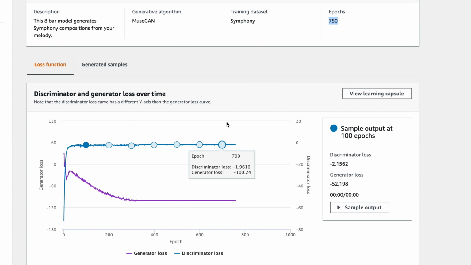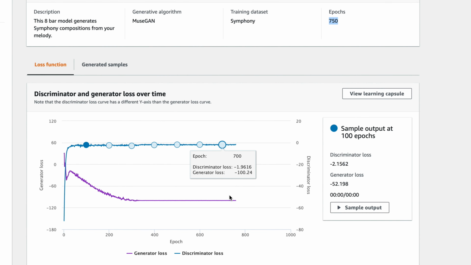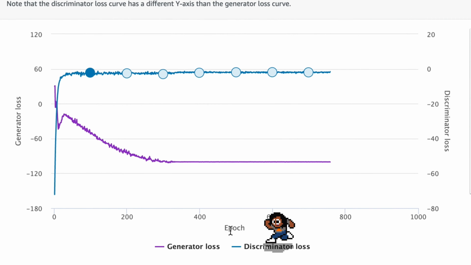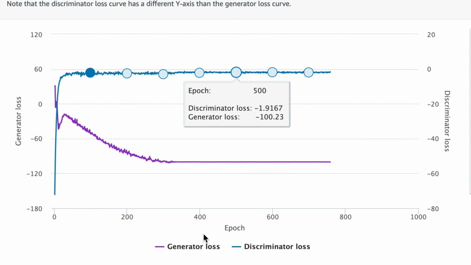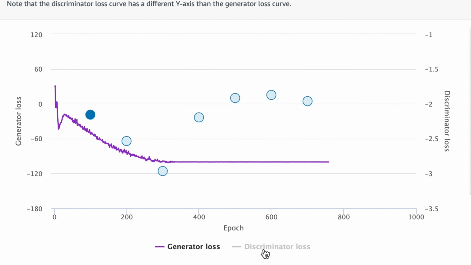Down here on the bottom portion of the screen you'll see this graph, and it shows the discriminator loss here on this blue line and the generator loss here on this purple line. Both loss values are superimposed on the same graph, which can make it difficult to read. The scales are different. Notice down here on the x-axis we have the number of epochs. Here on the left-hand side, or the y-axis, we have the generator loss, and on the right-hand side we have the discriminator loss. To make it easier to read, you can hide and show the different loss values.